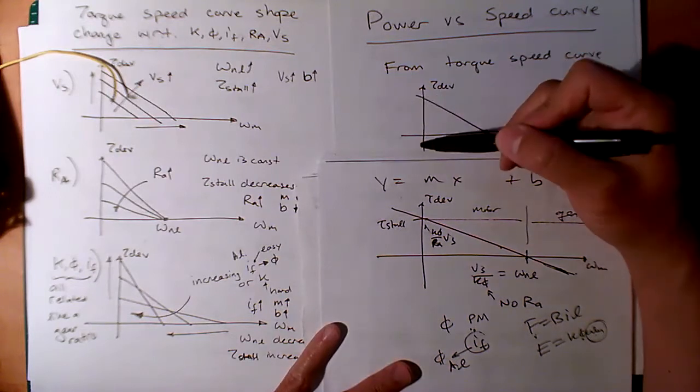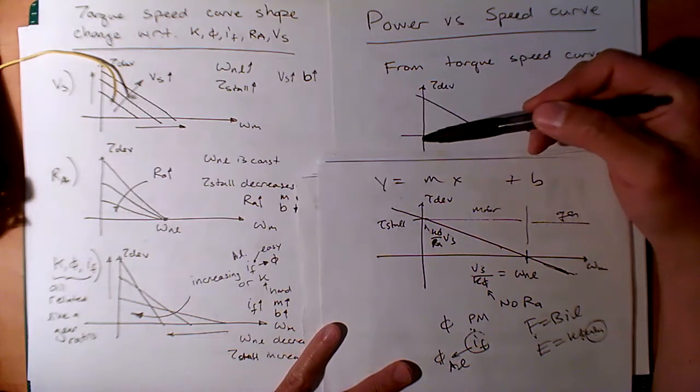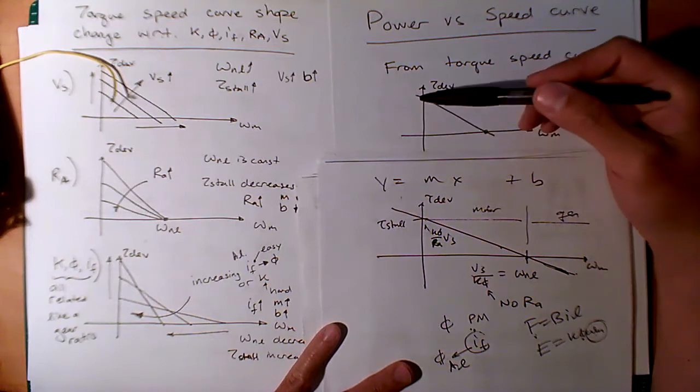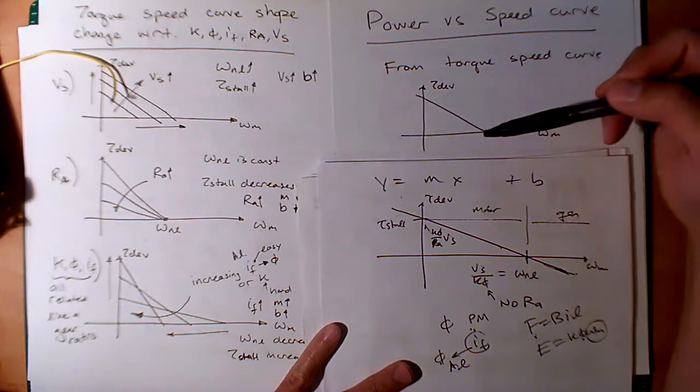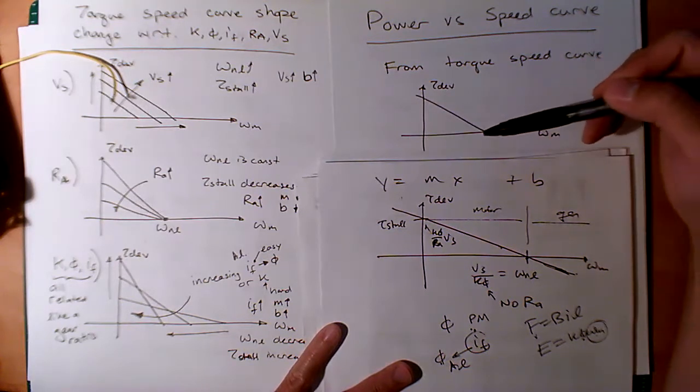Let's say I'm over here. At this point, what is the angular velocity? It's actually 0. So the power at this speed is 0. Because even though I have a large torque, something times 0 is still 0. What about over here? Same problem. I might have a lot of speed, but the torque is also 0.